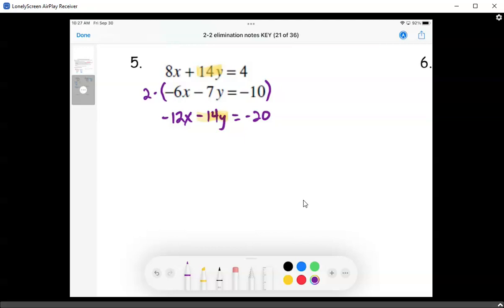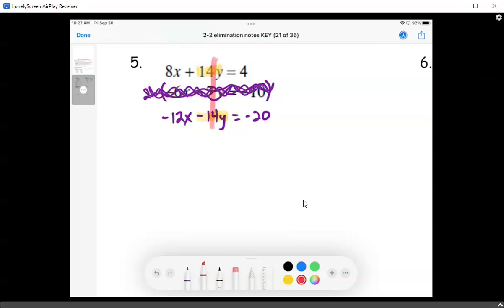Okay, so now that we've modified it, the system of equations that we're working with is not the second one that it gave us anymore. We're not using this one anymore. We're using our modified one along with the first one that it gave us, because now we can see that those y's right there are going to get eliminated.